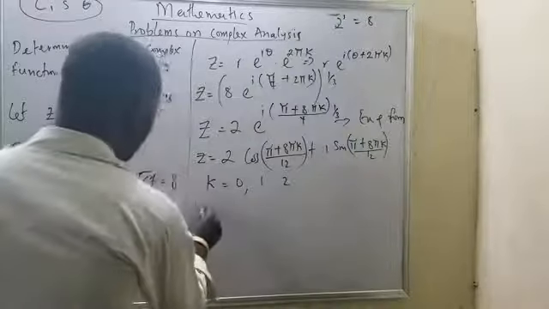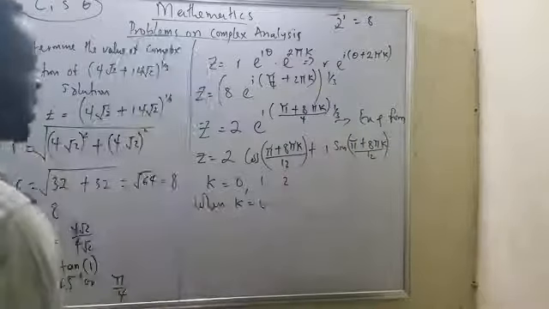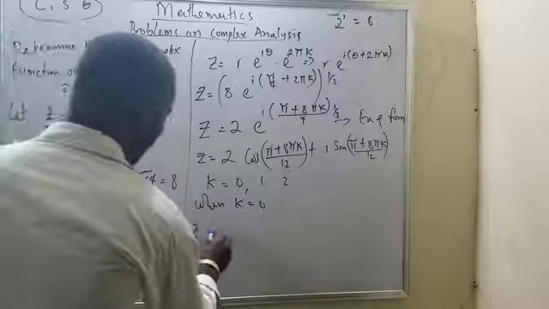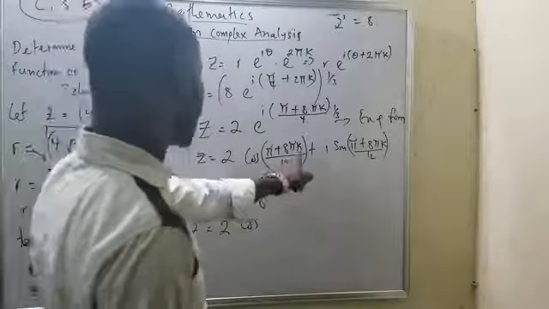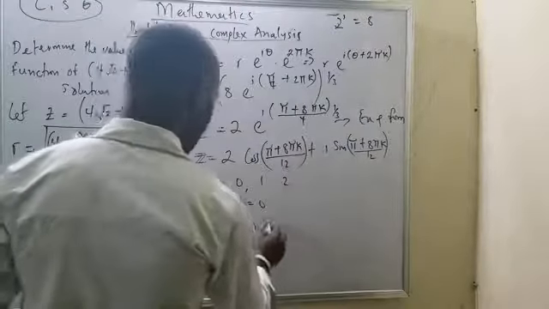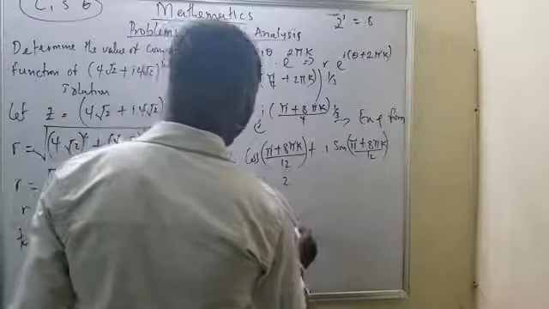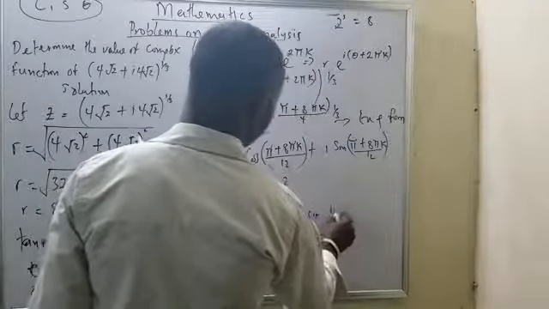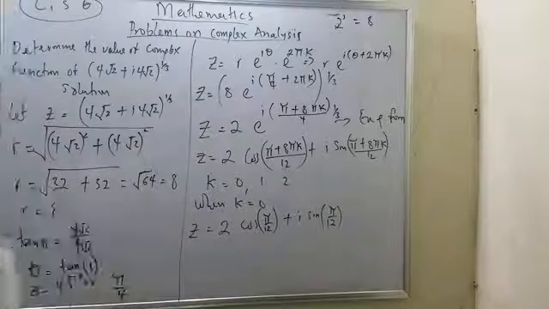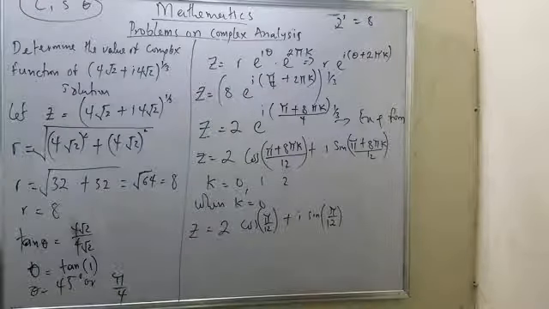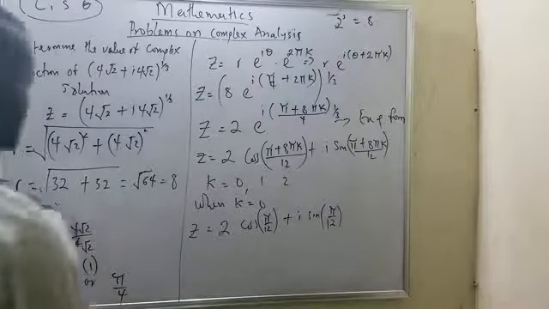Now, I will say when my k equals 0, it means my z will be 2 cos. Everything here will be 0. It means I'll be having pi all over 12 plus I sine pi all over 12. Now that is what I will be having. This is in terms of rad. I can move on to terms of degree.